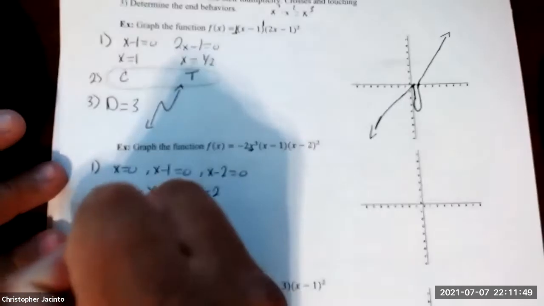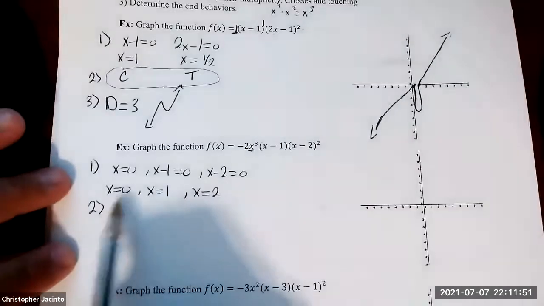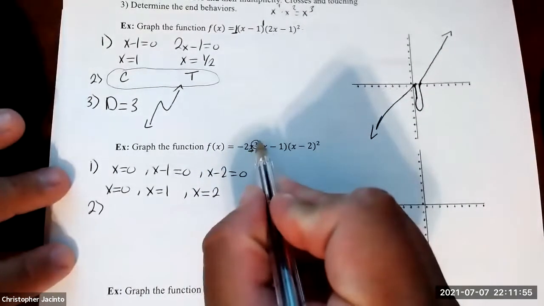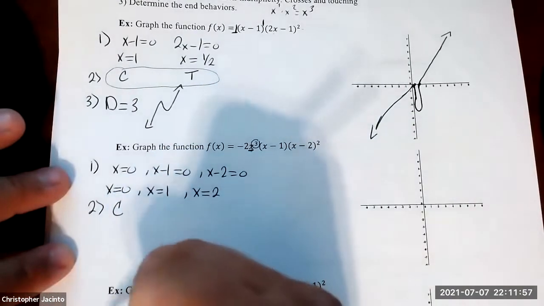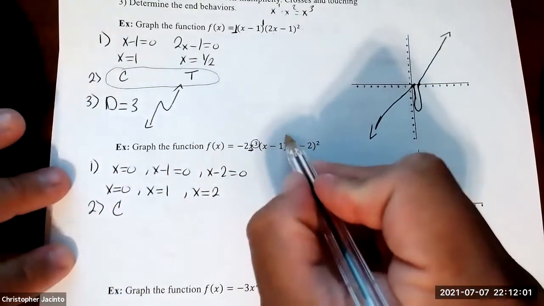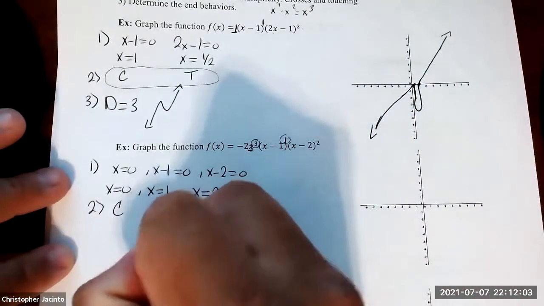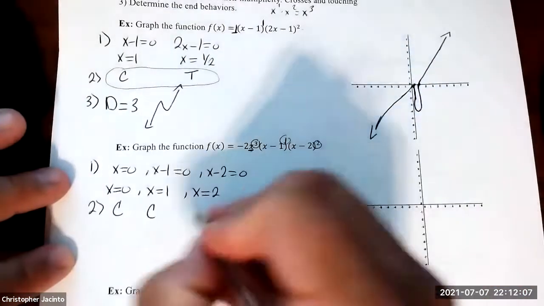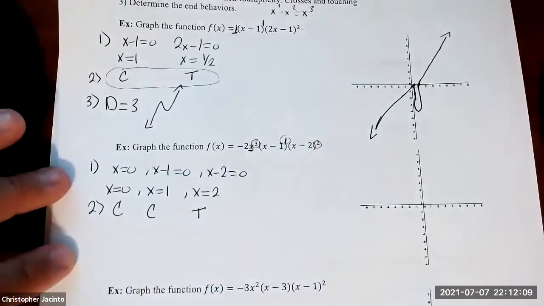Okay, now we go on to step 2. Step 2, identify which is a crossing or touching. So this one's an odd. Odd means crossing. Again, this is an imaginary 1 there. So that's also odd, so that's going to be another crossing. And then this one is even, so that's going to be a touching.